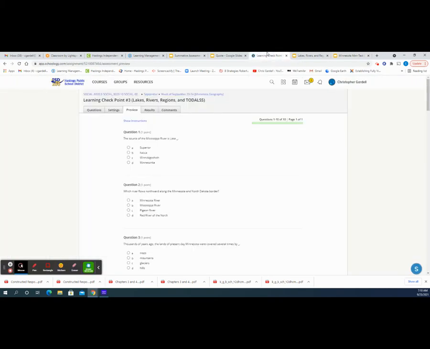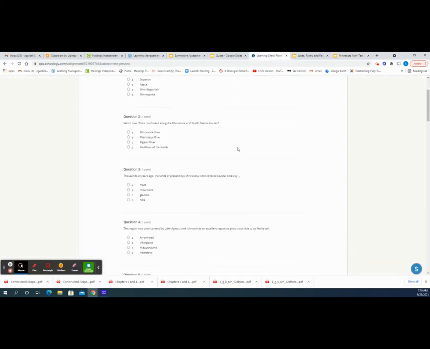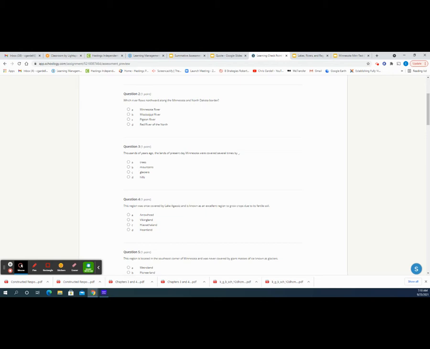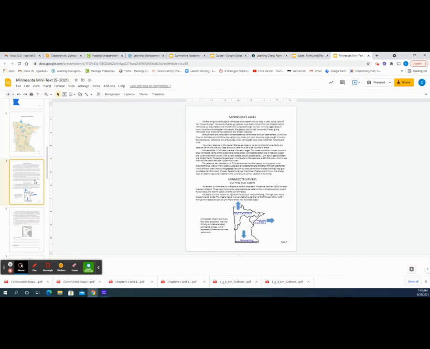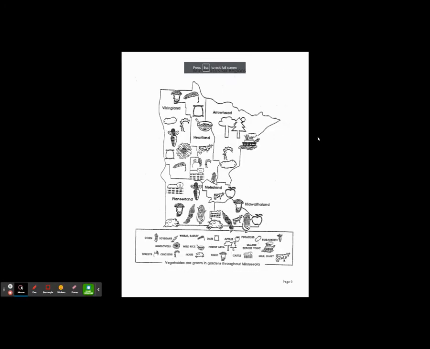All right, let's move on to question number 2. Question number 2 states, which river flows northward along the Minnesota and North Dakota border? So let's go back into our Minnesota mini text. Obviously, we're looking for another river, so let's go back to the section of rivers. So here we again have our rivers on pages 7 and 8.